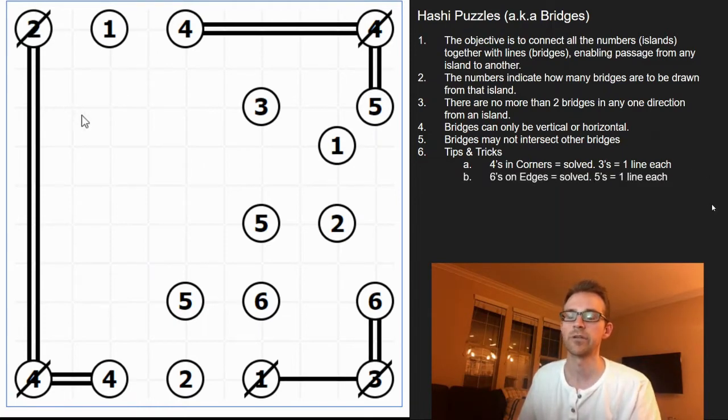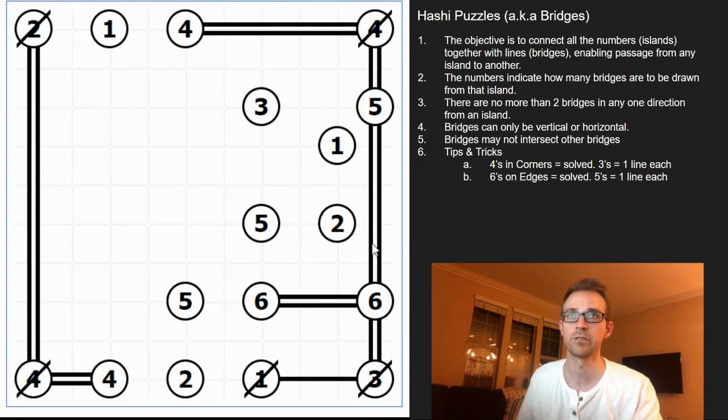The next thing I would consider are 6s along edges or 5s. And for the very same reason as the 4s, we know we can solve those right away. So this 6 only sees 1, 2, 3 islands. And since you can only draw 2 lines each, you know that 2 times 3 is 6. There you go, we've solved the 6.